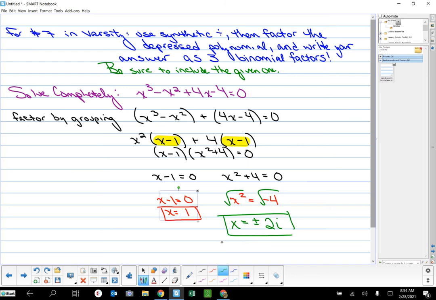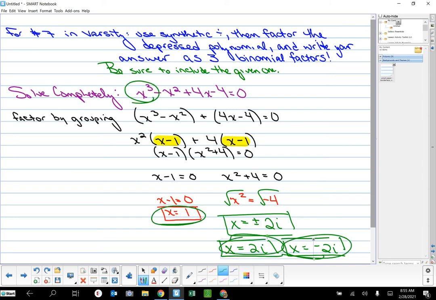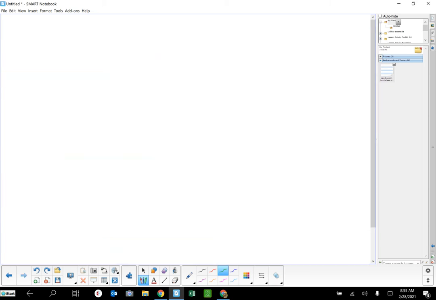Here's 2 answers. So I have x equals 2i, x equals negative 2i, if I break those out, right? So here's 1 answer, 2 answers, 3 answers. I need 3. Okay? This is what we're doing. This is the whole goal of this, is to be able to solve problems completely. Solve them that way. All right, so here's another one. This is the goal of the class, be able to solve these problems.